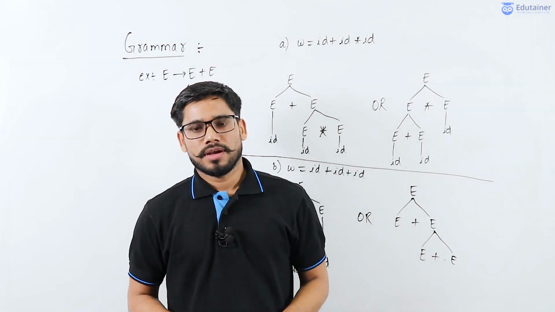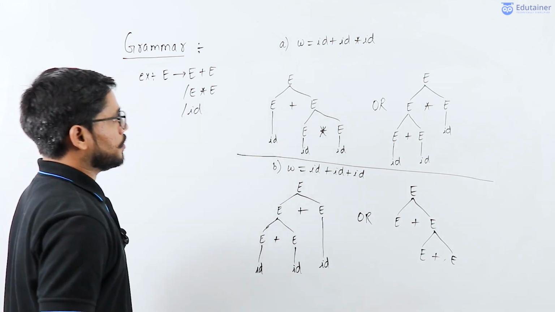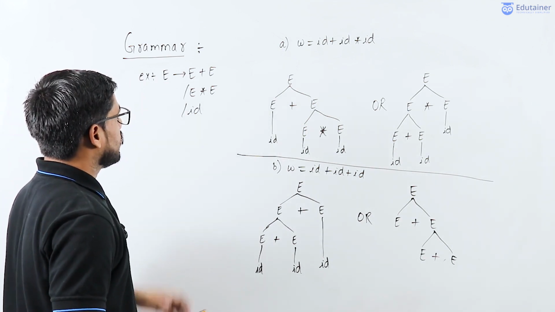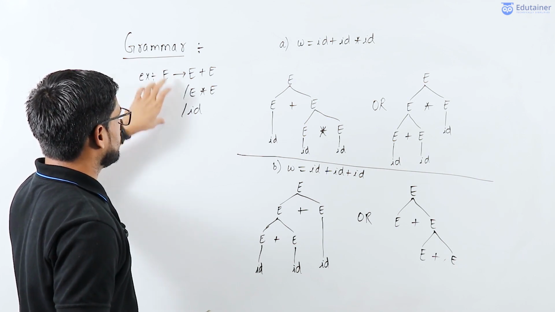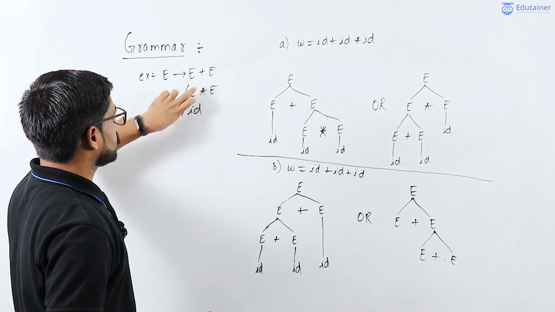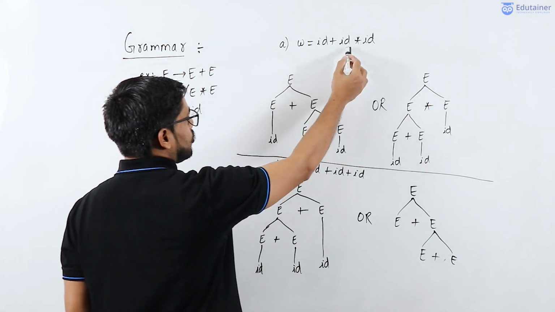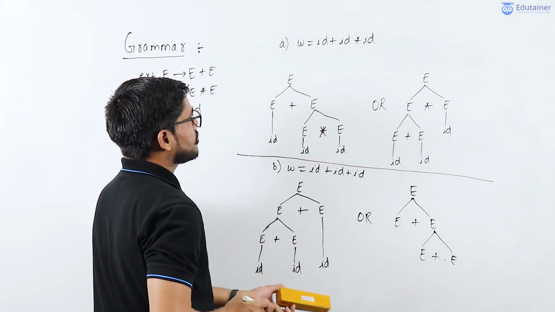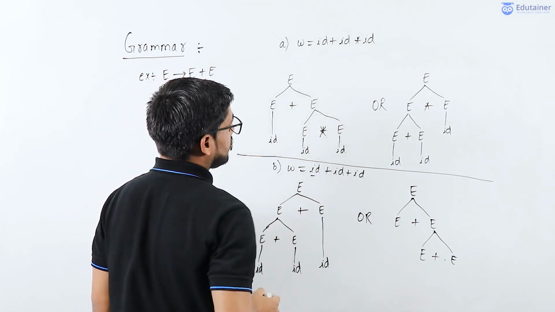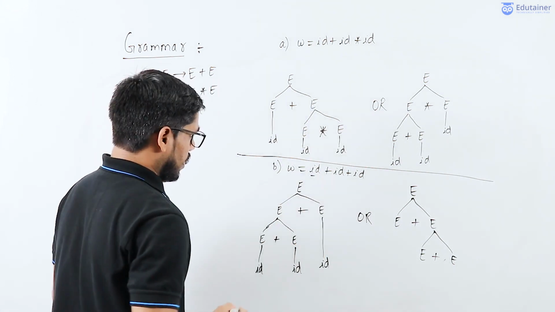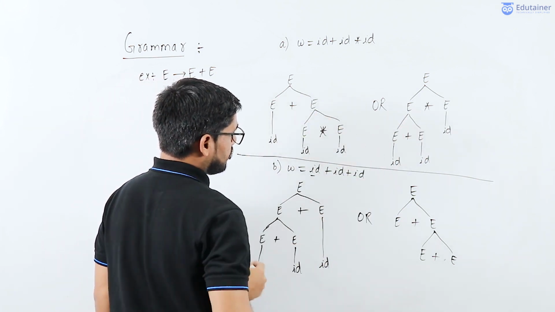Hello everyone. Let's understand the reason for the ambiguity problem in any grammar. I will take the same example from the previous video. The grammar is E derives E plus E, E star E, or simply ID. Here I will take two different strings. The first string is ID plus ID into ID, and the second string is ID plus ID plus ID. And I will draw the corresponding parse tree for each string.